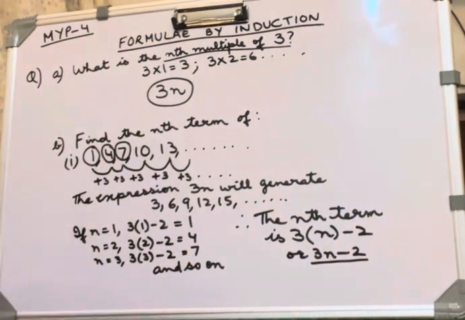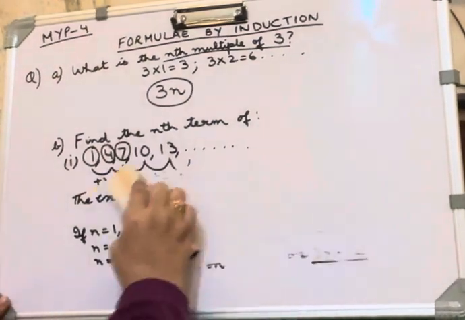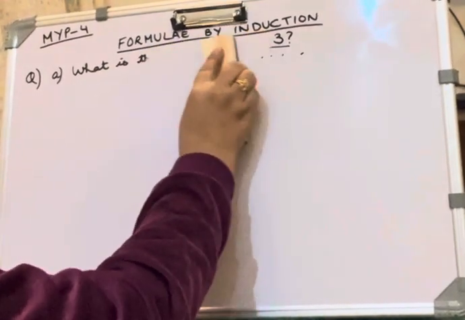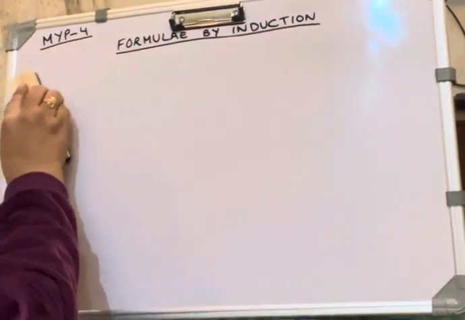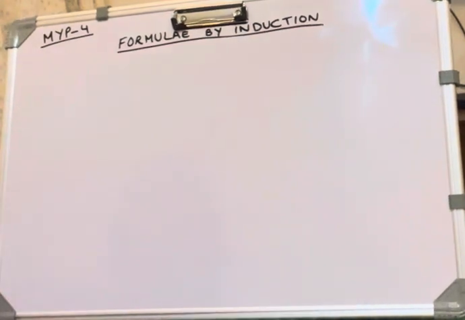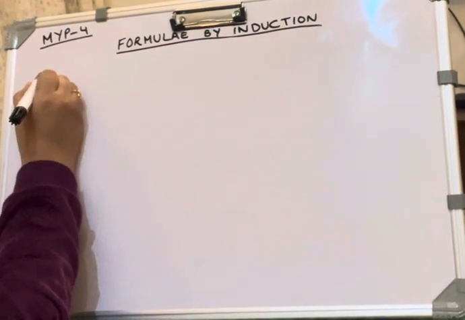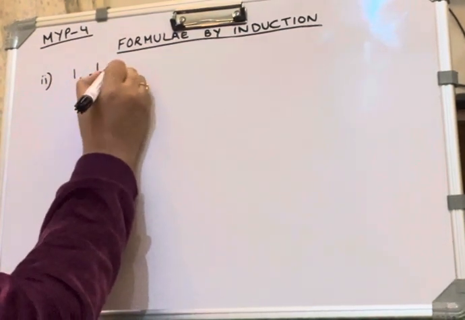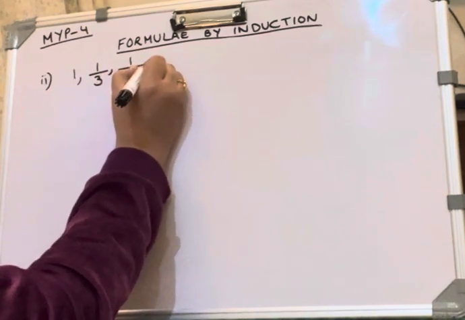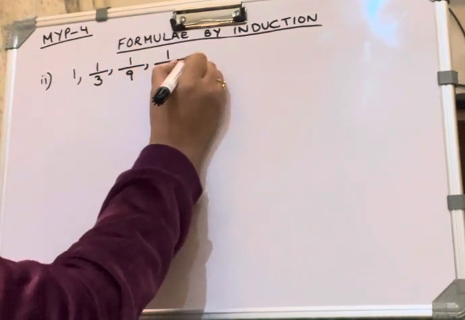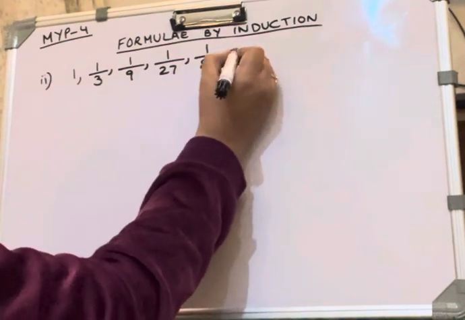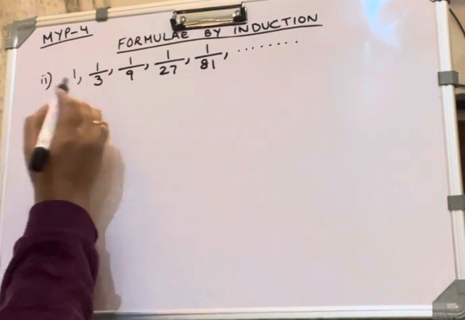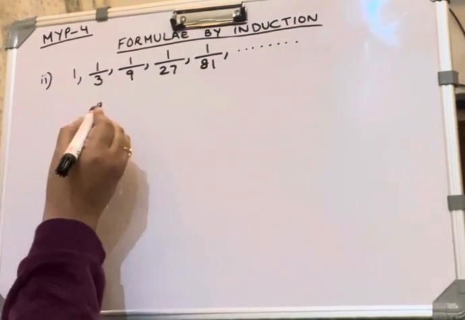Now we'll solve the second part. Just give me a moment. Now part 2. Find the nth term of 1, 1 by 3, 1 by 9, 1 by 27, 1 by 81 and so on. Now we notice that we are multiplying by 1 by 3 each time.